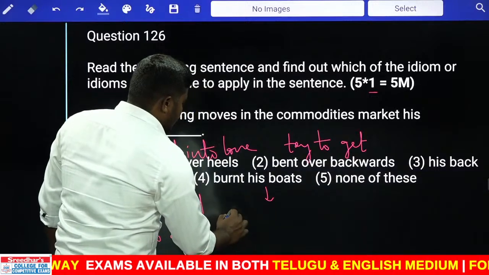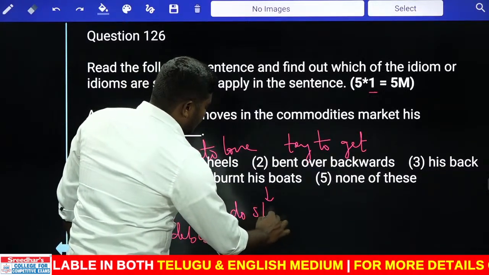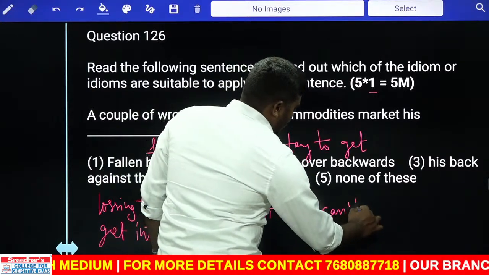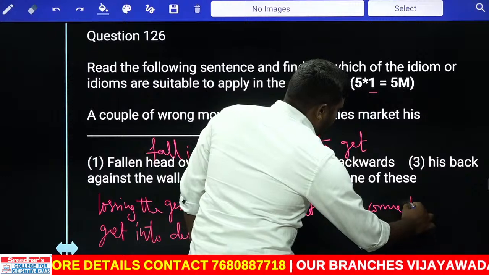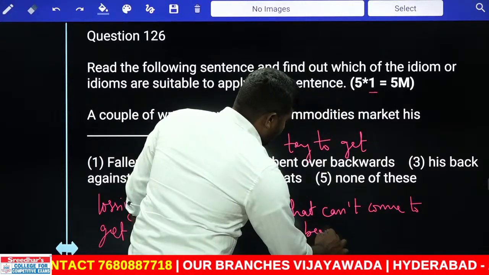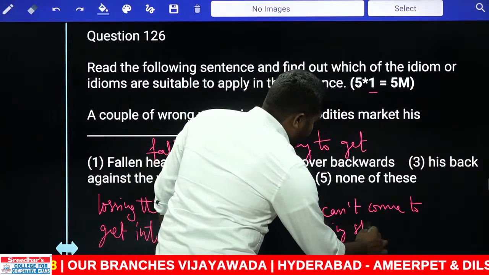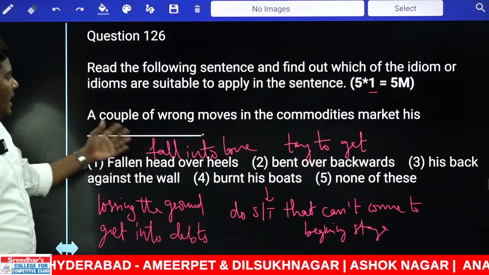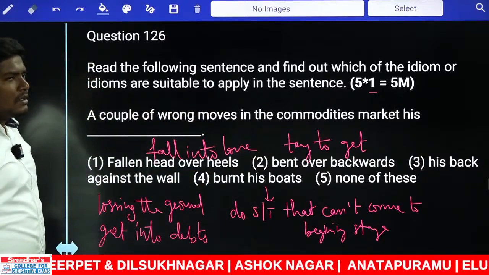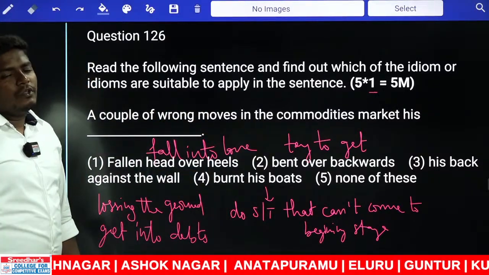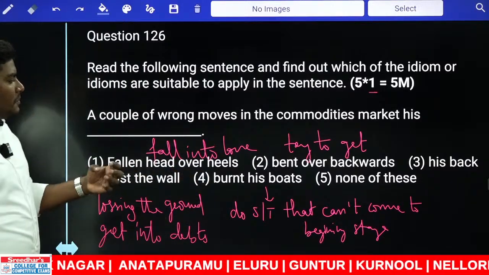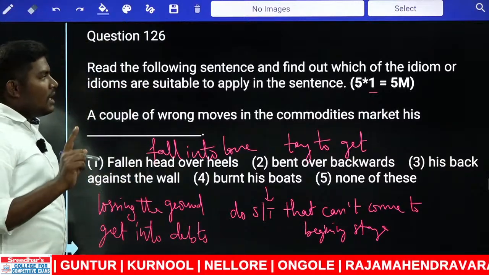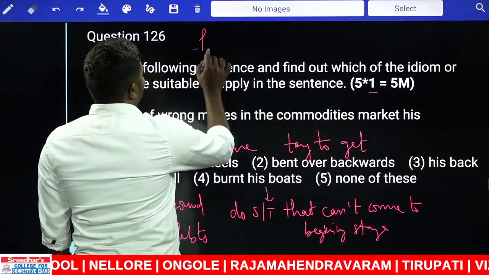The meaning is to do something that can't come back to the beginning stage. That doesn't come back to the beginning stage. So if you look at these combinations, a couple of wrong moves in the commodities market, then immediately you will be into the loss completely. So the one case that speaks about the losses completely is only one, and remember the answer that I am going to tell you is important with the meaning of financial losses.